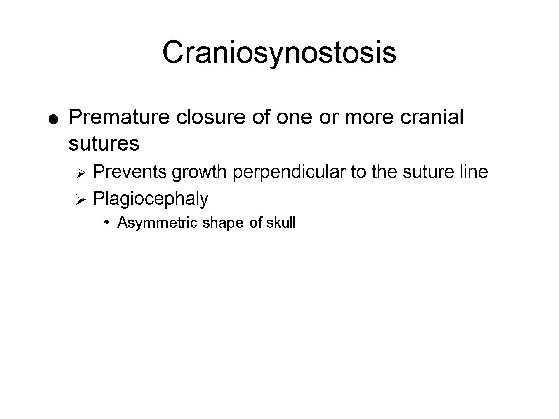Craniosynostosis is the premature fusion of one or more of the cranial sutures before brain growth is complete. When this happens, the skull cannot expand normally, leading to an abnormal head shape and potential increased intracranial pressure. The most common form is called plagiocephaly, which results in an asymmetrically shaped skull. Treatment often involves surgery to allow for proper brain growth and skull development.